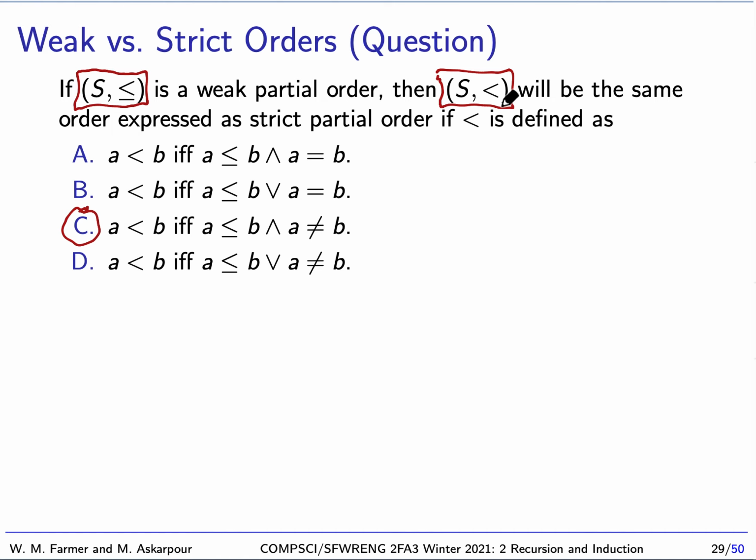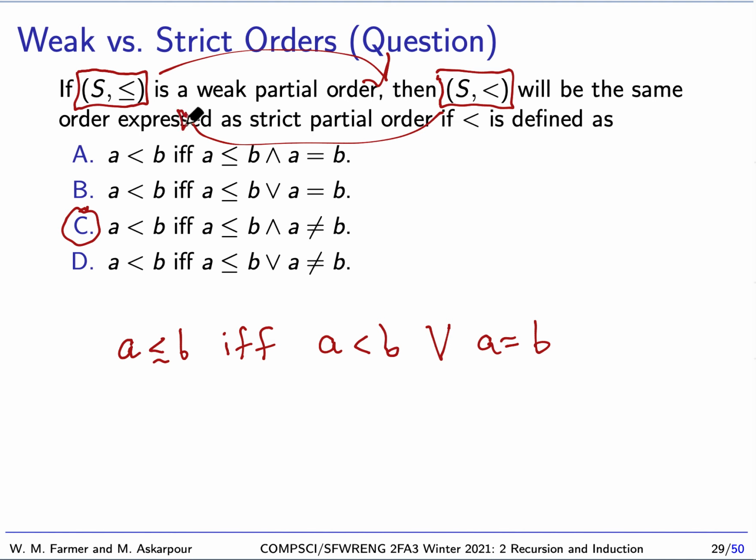And likewise, if we started with a strict partial order, there would be a weak partial order to go with it. So if we were going the other way, we'd have to define this, and we would define it the obvious way. We would say this means this, or this. So that means we can go from here to here, or we can go from here to here.